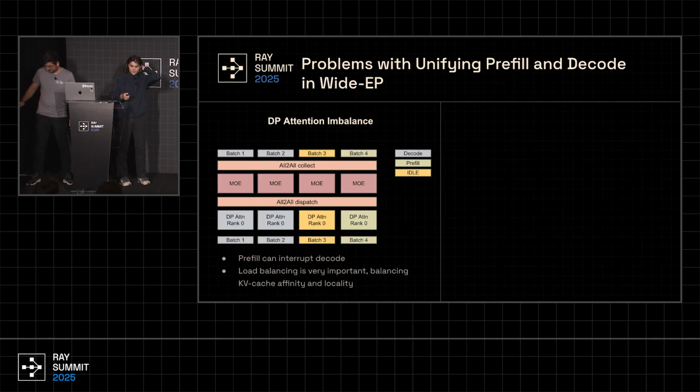Yeah, cool. As we know in systems, there's no free lunch. While EP can give us a lot of throughput benefit, we need to balance out the additional collectives that are necessary to coordinate the ranks. And so one issue that you hit right away is trying to unify prefill and decode.